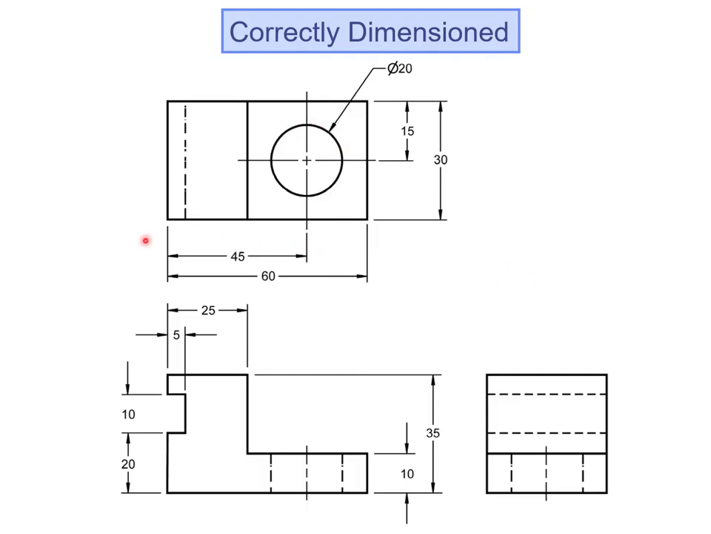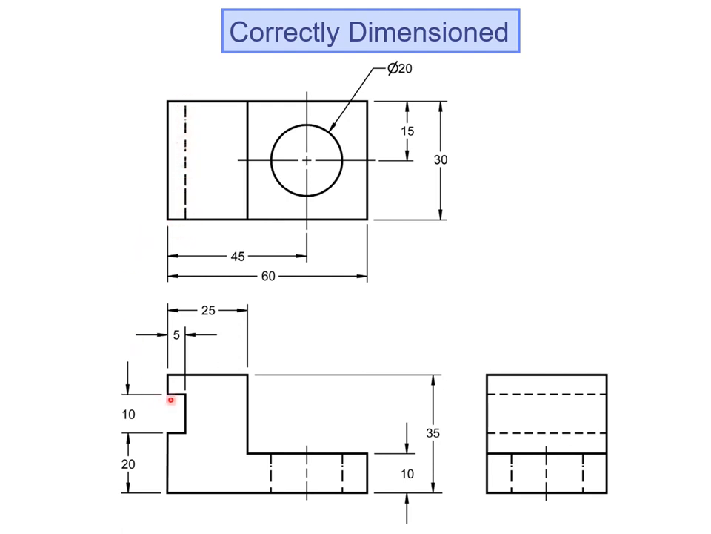Another thing is, again, we want to keep dimensions between the views and we try and group them together. The 45 needs to stay because it's dimensioning to the center of this hole that we can physically see. We would not put the 45 down here, dimensioning a hidden feature. We leave it where we can actually see the feature. Earlier we had the 5 units dimensioning the hidden line. Again, we avoid dimensioning a hidden feature.